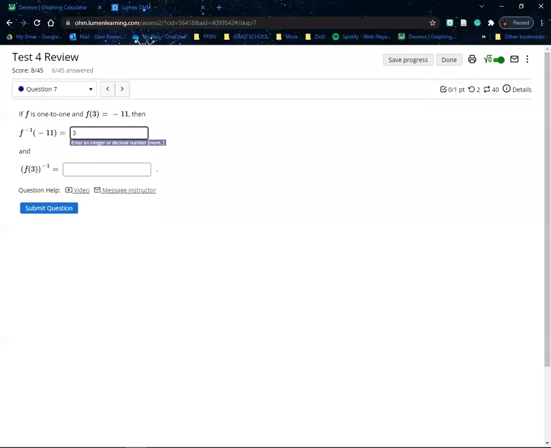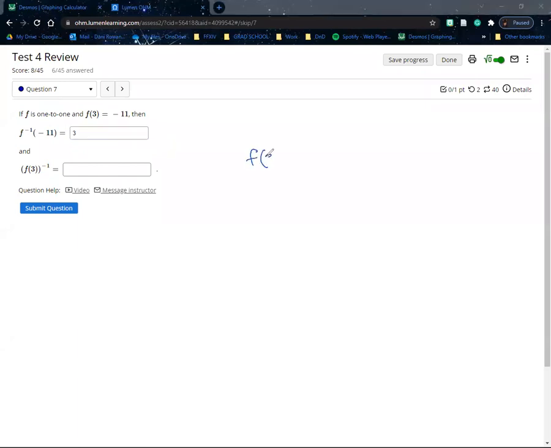And then we've got f of 3 to the -1. So try that out. We have f of 3 to the -1. Well, first off, what's f of 3? -11. So what this is really asking for the second one is -11 to the -1, which is what? 1 over 11. Yeah, and it's still negative.